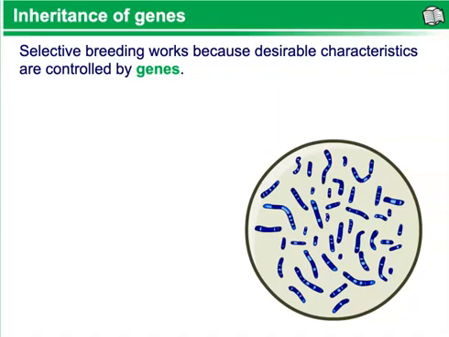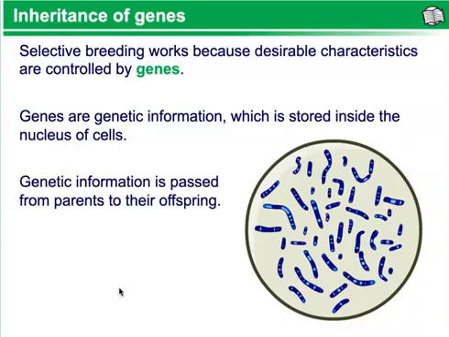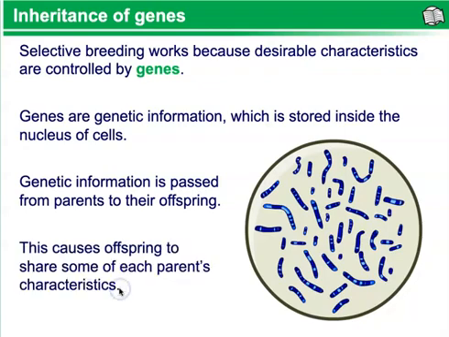Inheritance of genes. Selective breeding works because desirable characteristics are controlled by genes. Genes are genetic information which is stored inside the nucleus of our cells. Genetic information is passed from parents to offspring. This causes offspring to share some of each parent's characteristics.